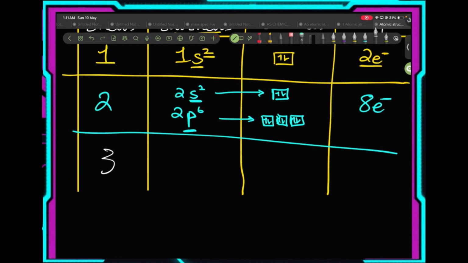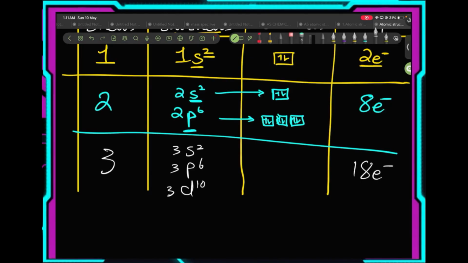The third shell has how many subshells? 3. It needs to fill in 18 electrons, and in order to fill in 18 electrons, it will need an s which fills up 2 electrons, it will need a p which fills up 6 electrons, and it will also need a d subshell in order to fill the remaining 10 electrons. Right? So 3s, 3p, and 3d.